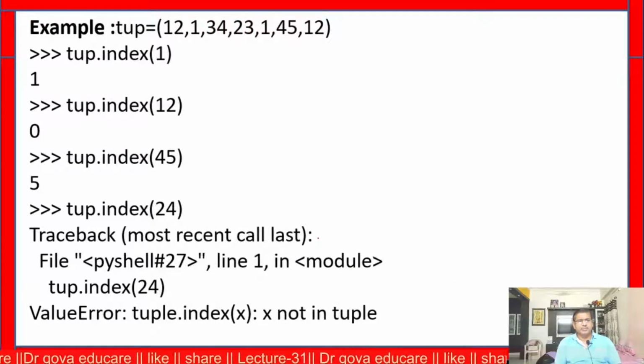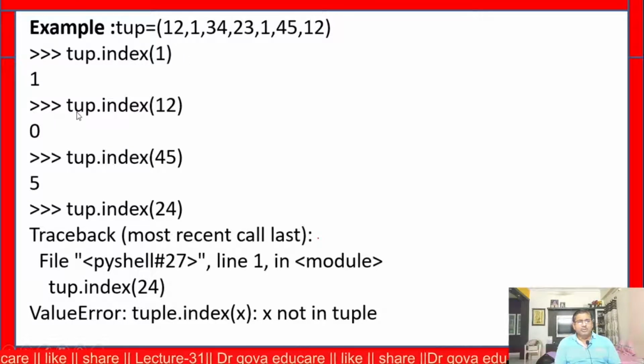So this is the example. Now tuple is equal to 12, 1, 34, 23, 1, 45, 12. I want to find the index of the element 1. Now tuple dot index of 1. This function returns the index value of 1, that is 1. Similarly, tuple dot index of 12. Now this function returns the index of 12. Here 12 occurs 2 times. Now this returns the first occurrence of the index.